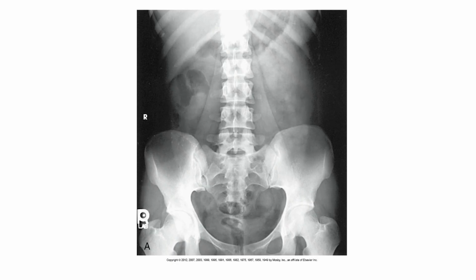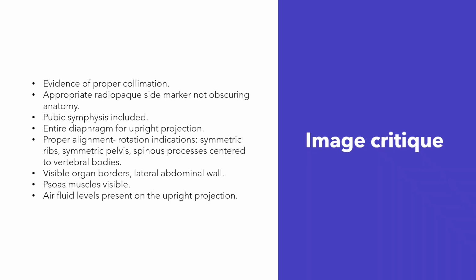So let's go into this in words, shall we? All right. So, image quality standards and image critique. Did we do a good job with our radiograph? Proper collimation. What does that mean? Well, we need the pubic symphysis on the KUB, the abdomen supine radiograph. Okay. We need the diaphragm on the upright radiograph. Okay. Now, do you need the diaphragm on the supine? It really depends on your facility. Okay. It depends on facility protocol.